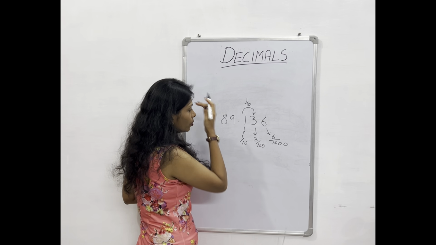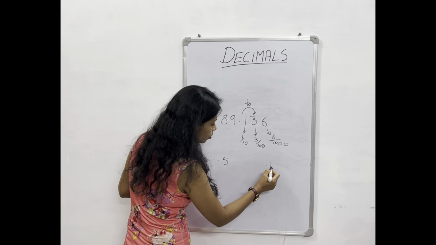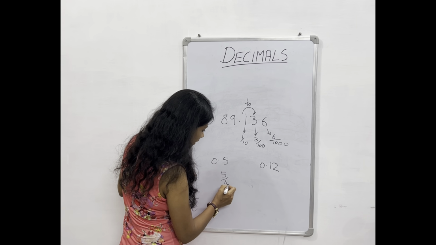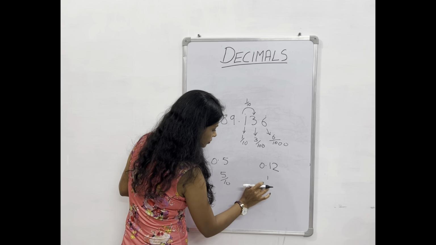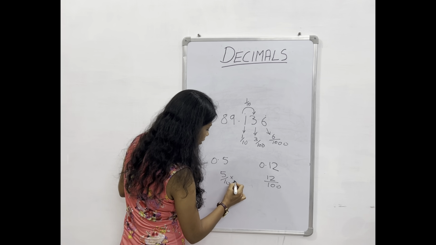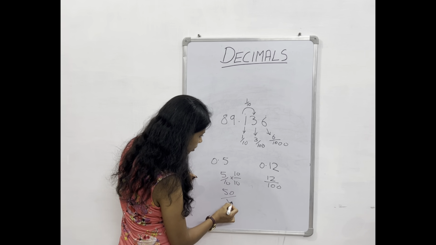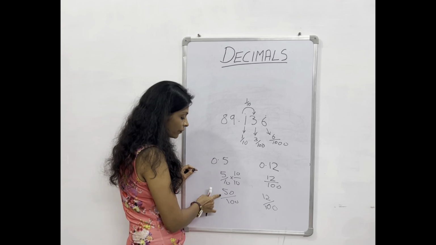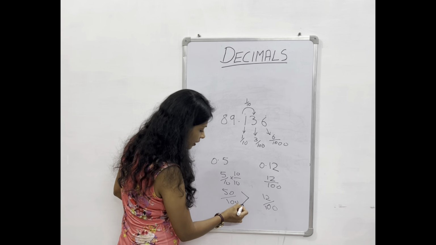So when I wrote the example initially, 0.5 and 0.12, here 5 represents 5/10, and 0.12 represents 12/100. Now, if I make an equivalent fraction of this, if I multiply the numerator and denominator by 10, I will get 50/100, and this is 12/100. Now, which fraction is bigger? 50 parts out of 100 is bigger, or 12 parts out of 100 is bigger? Clearly, 50 parts out of 100 is bigger.